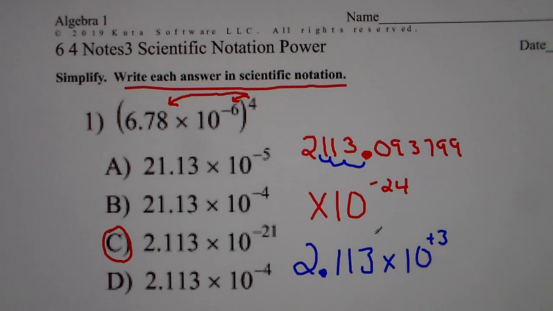We carry down the times 10 to the negative 24, because that is part of our problem. So we slap it there at the end. So we have 2.113 times 10 to the positive 3 times 10 to the negative 24. Now since they both have the same base, we just have to add these powers. So 3 minus 24 gets us minus 21. Hence that's how we got that minus 21. So our answer is 2.113 times 10 to the negative 21.